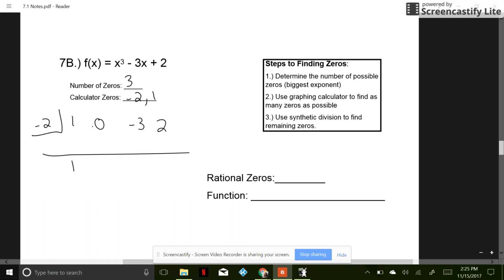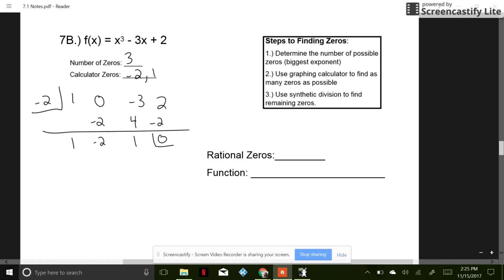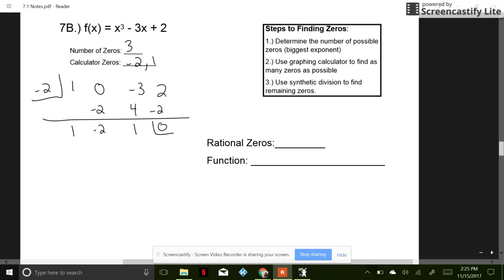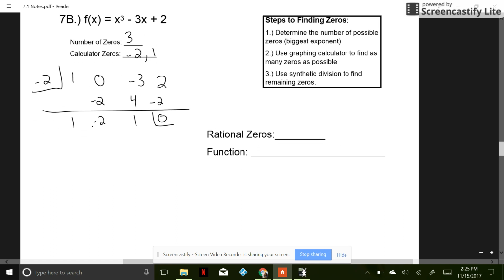Let's bring down the 1, then we multiply. -2 times 1 is -2. Now add 0 and -2 is -2. Multiply. -2 times -2 is +4. -3 plus 4 is 1. -2 times 1 is -2. Add, those get to 0, which is what we'd expect since we know it is a factor. So now we can take our coefficients here to come up with our new function. So I have x squared minus 2x plus 1.